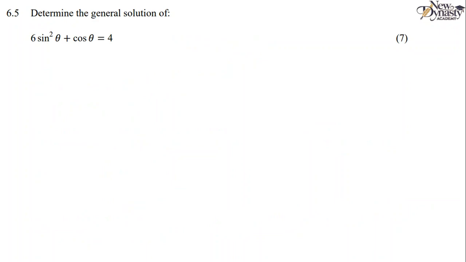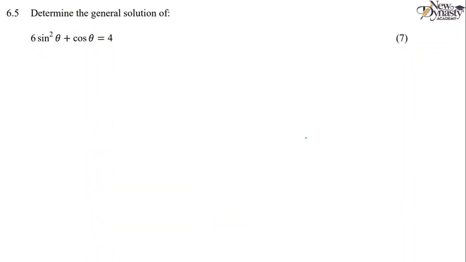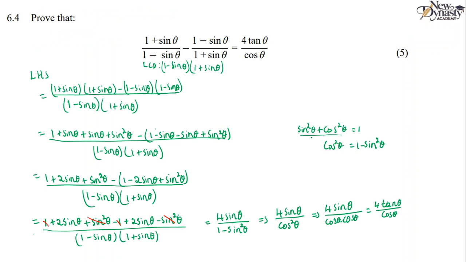So I'll prefer to convert the first one here using the square identity. Instead of sine squared theta, remember the square identity: sine squared theta plus cos squared theta is equal to 1. So sine squared theta is going to be 1 minus cos squared theta.